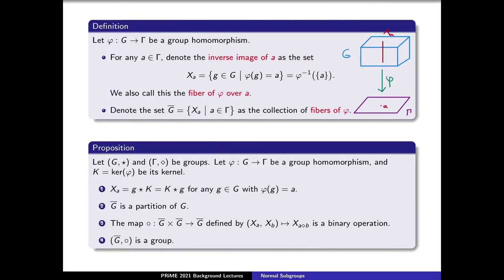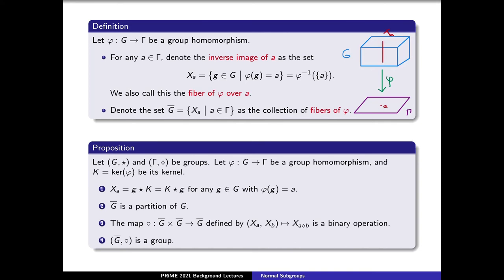So let us go ahead and take G to be this box here. Gamma is this quadrilateral down below, and so we have our function, our group homomorphism, phi, mapping from G to gamma. And if we fix an a in gamma, then we can visualize the fiber of phi over a to be this fiber right here. And that's that red strip, that is X of a.